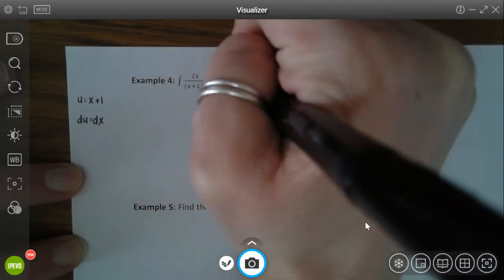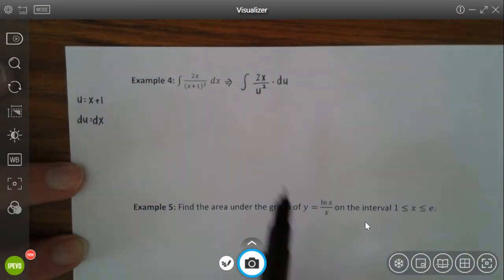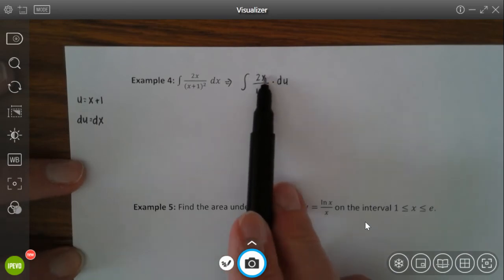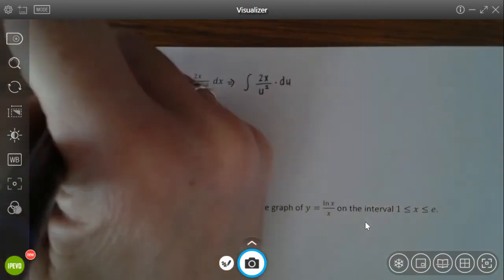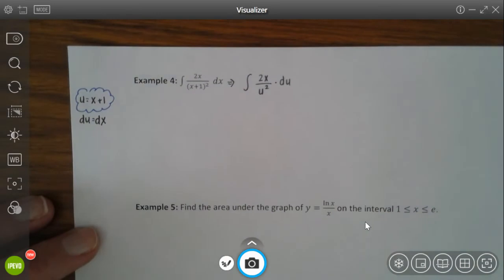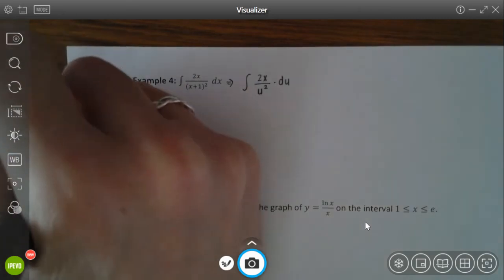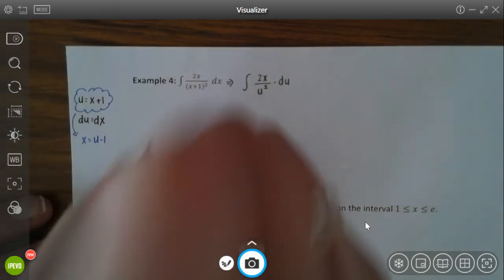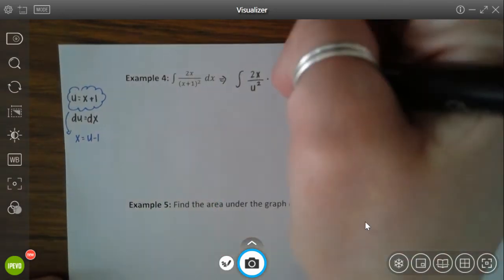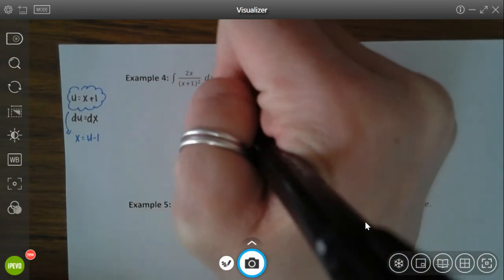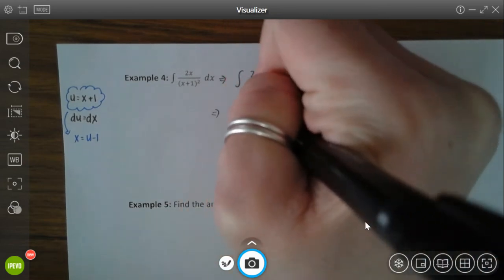So 2x over u squared times du. The problem here is we still have an x and we still have a u. This is where we're going to want to go back and manipulate u equal to x plus 1 so that we have something to substitute for this top x value. I'll solve this one for x. It's going to tell me x is equal to u minus 1, and I will substitute that into my numerator up here. So 2 times u minus 1 over u squared du.